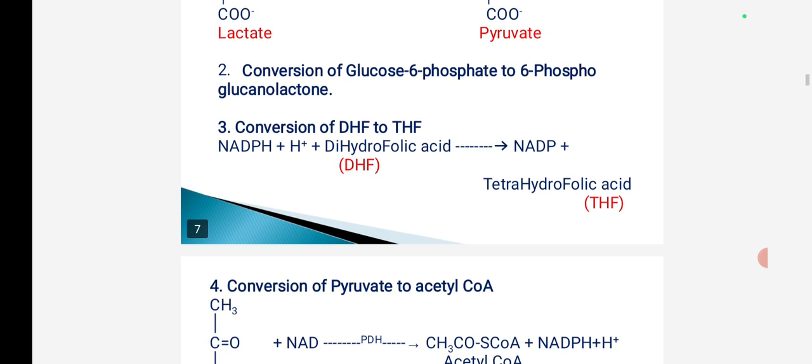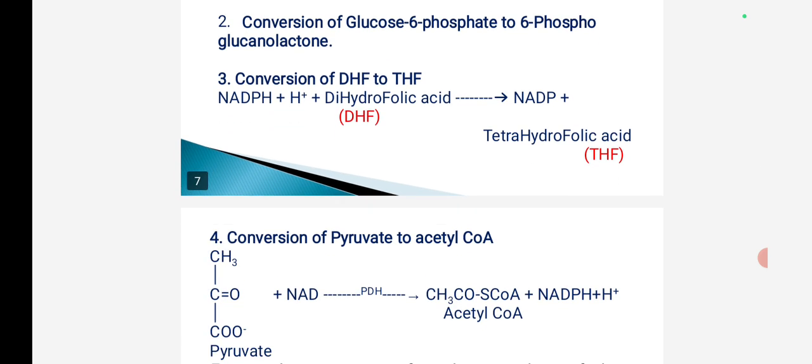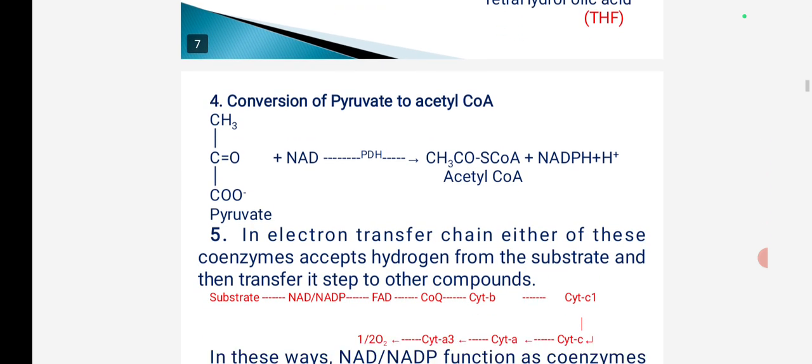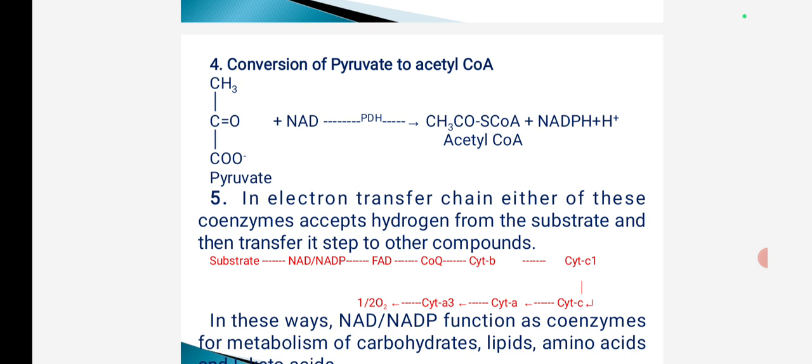Second example, conversion of glucose 6-phosphate to 6-phosphogluconolactone. Third example is conversion of dihydrofolate to tetrahydrofolate. NADPH plus H plus reacts with dihydrofolic acid to give NADP and tetrahydrofolate. Fourth example is conversion of pyruvate to acetyl-CoA. Pyruvate reacts with NAD in the presence of pyruvate dehydrogenase to form acetyl-CoA and NADH plus H plus.